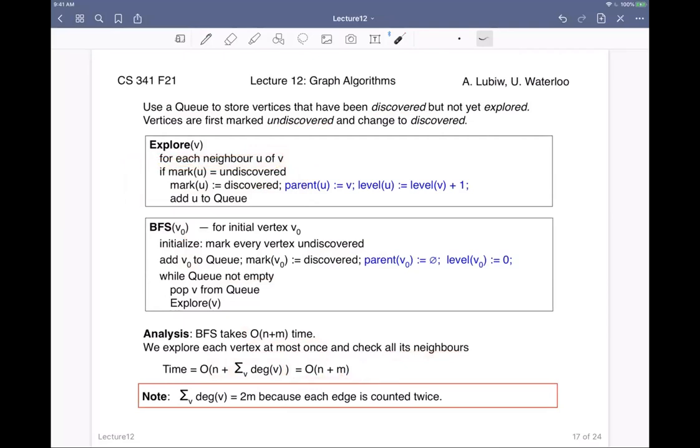And the reason is that the sum of the degrees is twice the number of edges because every edge is counted twice, right? The edge from U to V appears once when I look at the degree of U, and it appears once when I look at the degree of V. So every edge is counted twice in this sum. This is something that seems obvious when I explain it. You should probably think it through a little bit more. There will come times when you need this, and then you should come back and say, oh, that red box was something that I should remember and use.